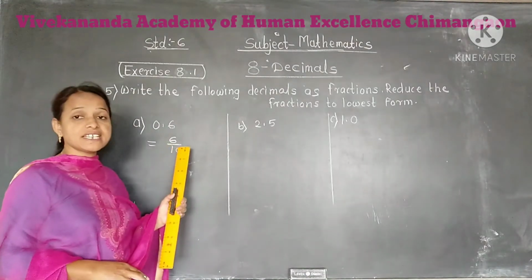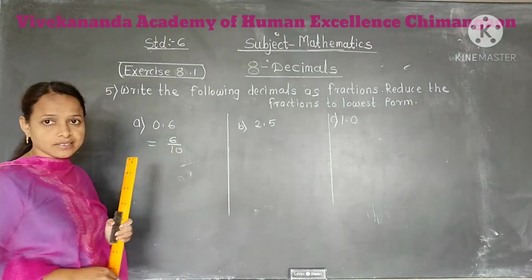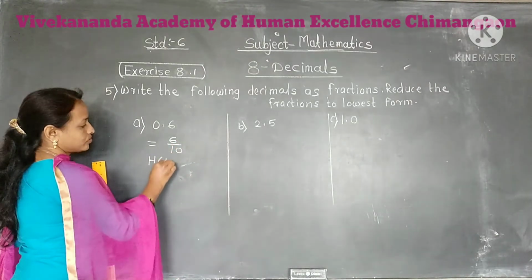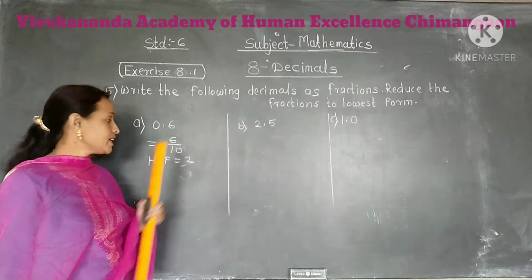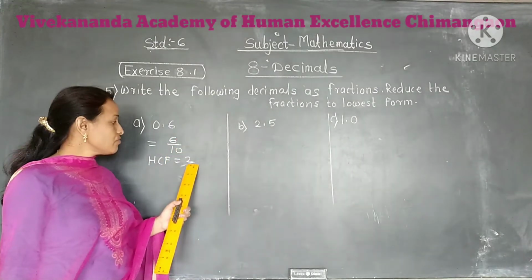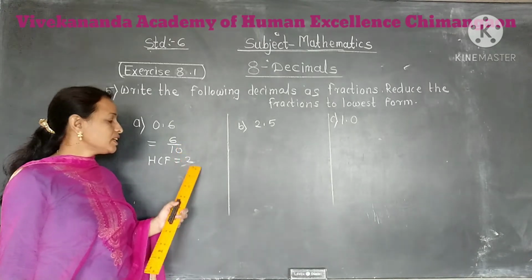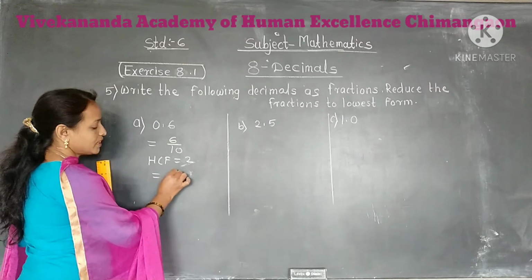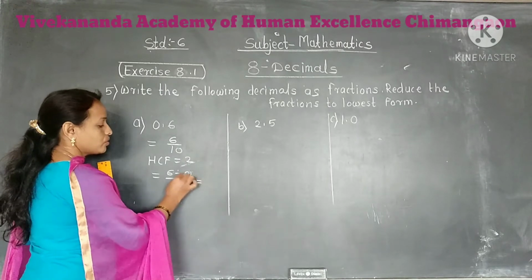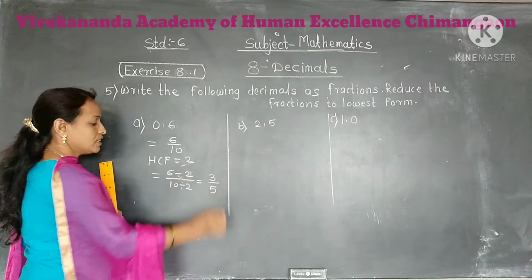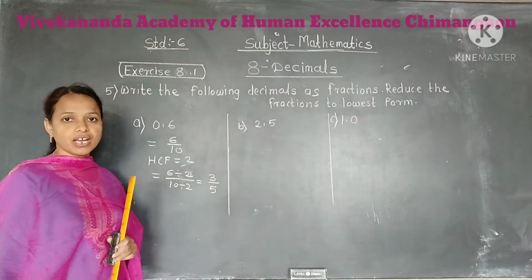So for that we have to find its HCF. HCF of 6 and 10 is 2. By the prime factorization method we can find the HCF of 6 and 10. So we divide numerator 6 and denominator 10 by 2. So we get 6 divided by 2, 10 divided by 2. 2 threes are 6 and 2 fives are 10. In this way we reduce this fraction to lowest form as 3 upon 5.